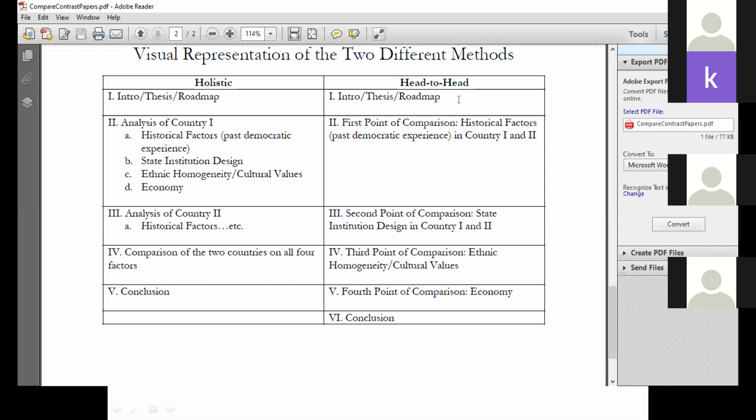And the second one is head to head. That means you will take the factor, and for the first factor, write down the comparison of both the things. So after writing the introduction, take the first point, for example over here the historical factor, take the historical factor for country number one, country number two, compare. Similarly, second point, country number one, country number two, and so on. So all the points you are comparing.